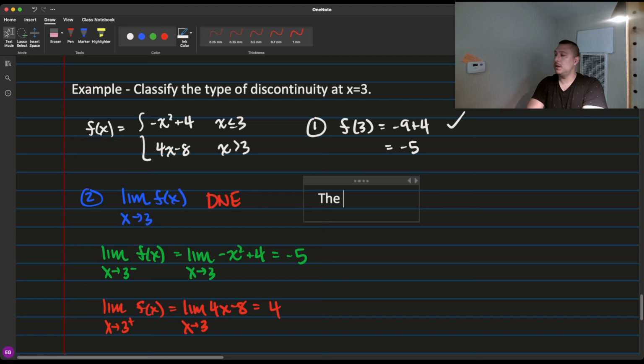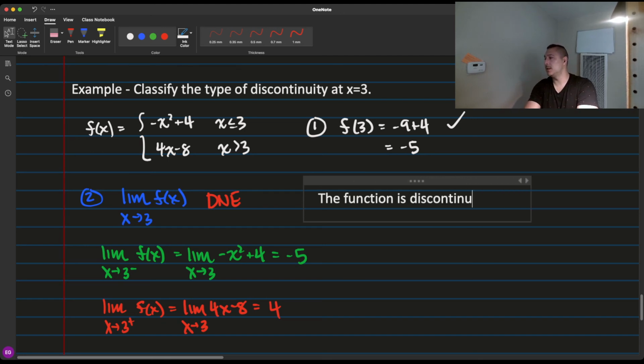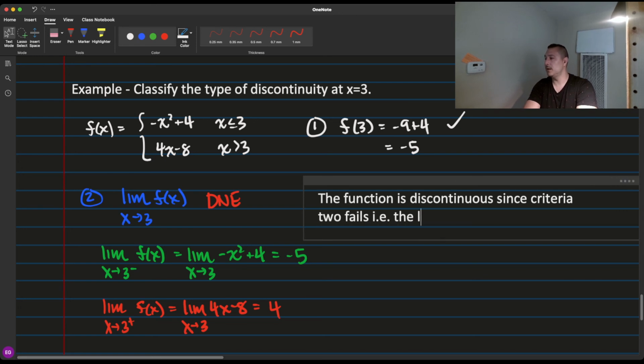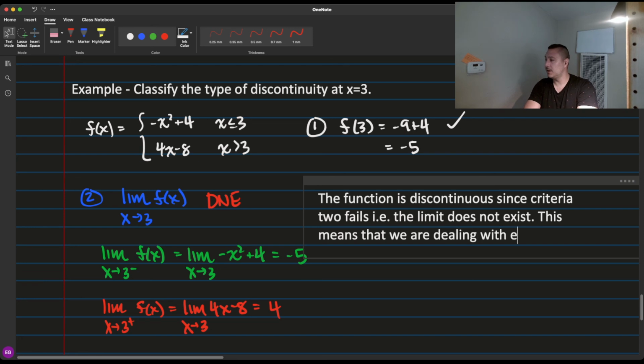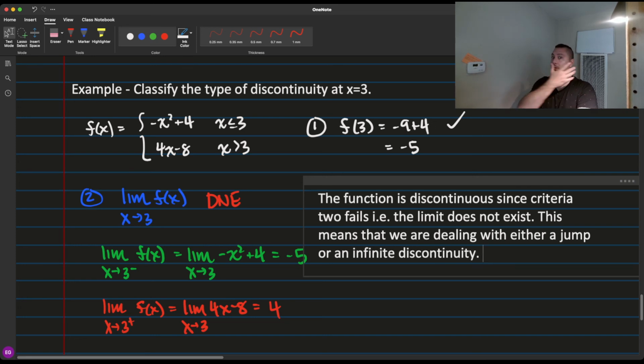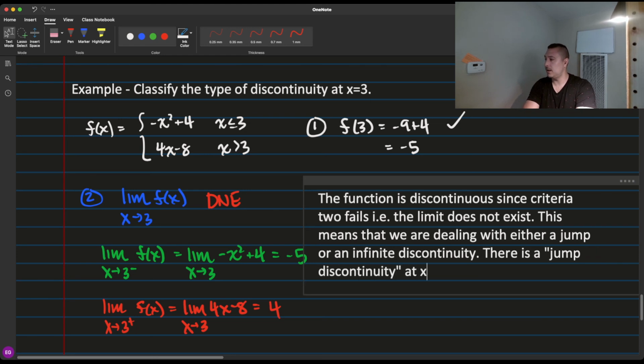So the function is discontinuous since criteria 2 fails, i.e. the limit does not exist. This means that we are dealing with either a jump or an infinite discontinuity. We know that it is a jump discontinuity because it would only be infinite if the limit was infinite. So there is a jump discontinuity at x equals 3. Boom.